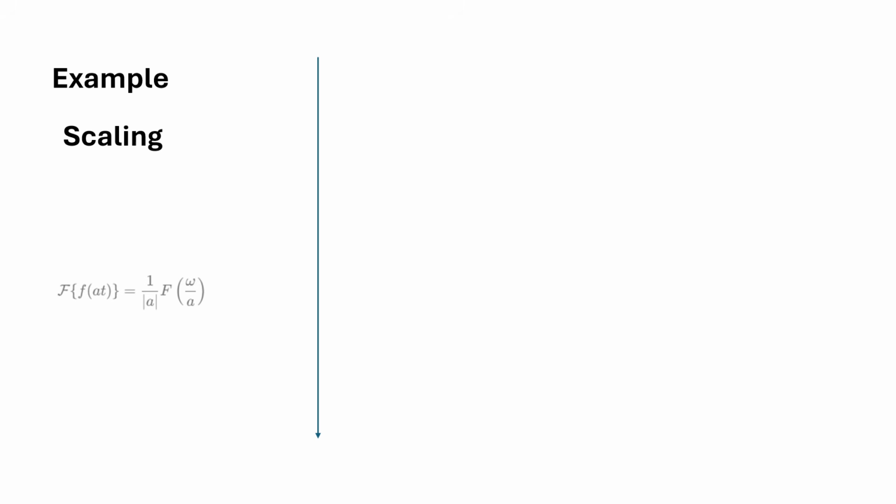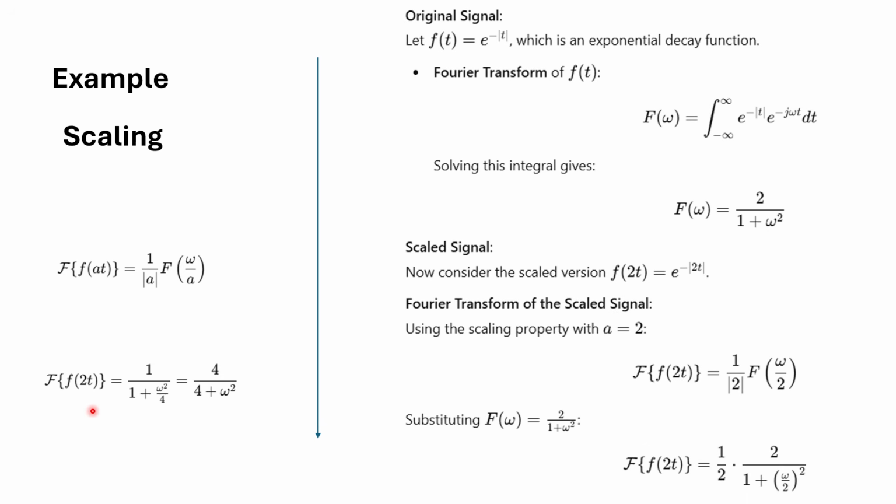Now another example, for scaling. Whenever you are multiplying by any constant number, then it will be 1 divided by a, that number, and f of omega by a. As for example, here you are multiplying by 2, so 1 over 1 plus omega square by 4, 2 into 2, whole square, this is 4, right? So we'll get this number.